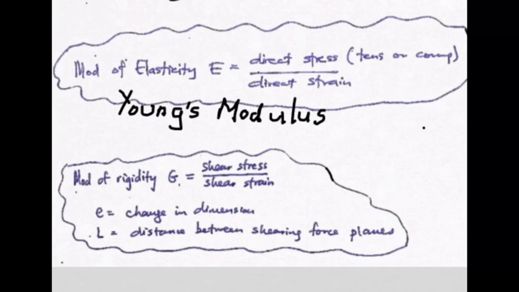Now that might not seem important to you at this stage, but it's a very useful way of expressing the material's properties. So when you're designing something in the future and you need to select a material, often you'll be using this value of E to select that material.